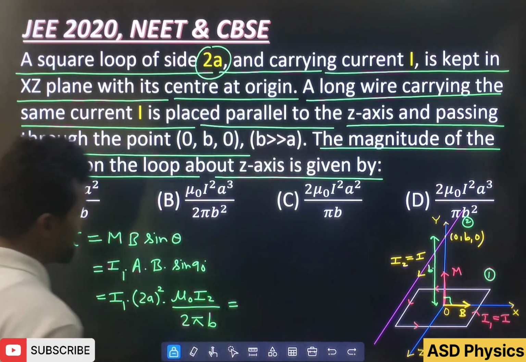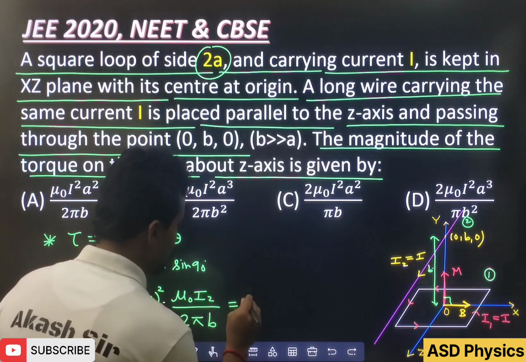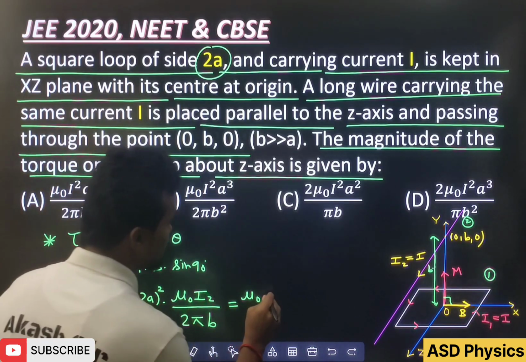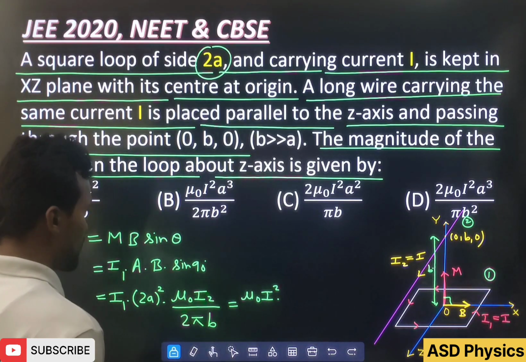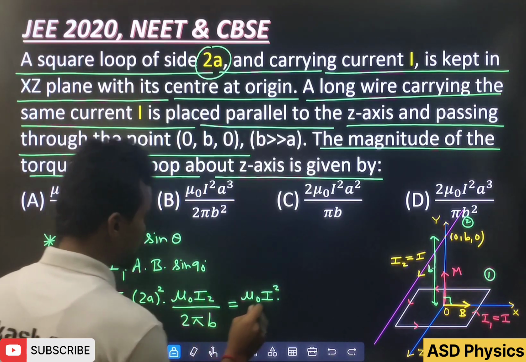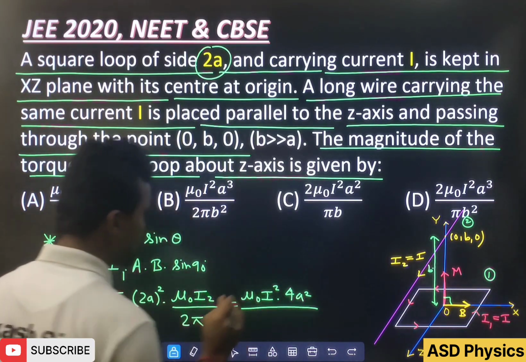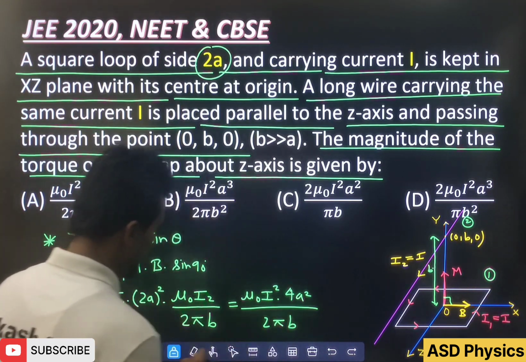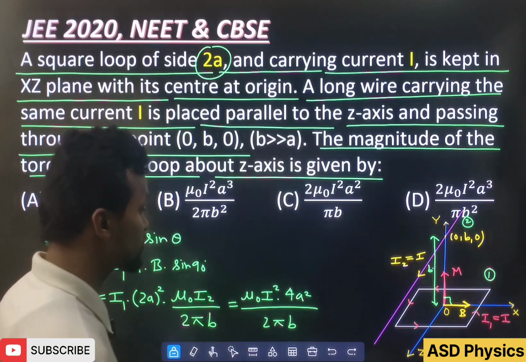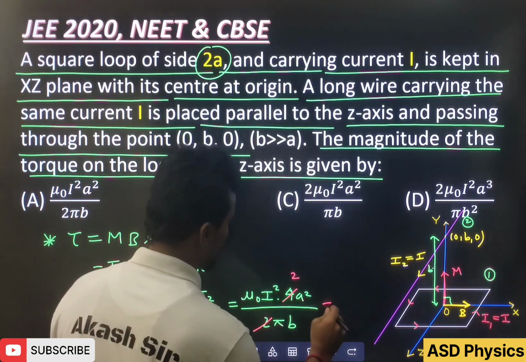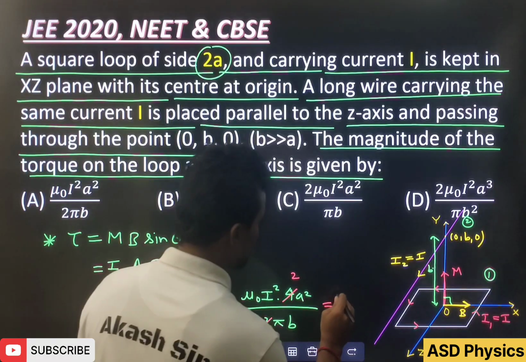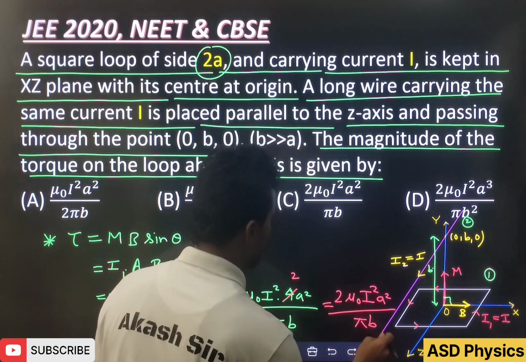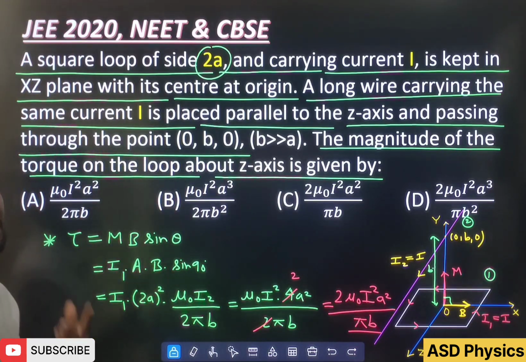So now we can write here: mu naught, I1 is I, I2 is I, so I into I becomes I squared. Now 2A whole squared becomes 4A squared. Everything we have taken in the numerator, and after that the 2 pi b comes in the denominator. Now let's see what can be cancelled. You can see this 2 and 4 cancel, so you can write 2 mu naught I squared A squared by pi b. Again we have used the basic formula MB sin theta.